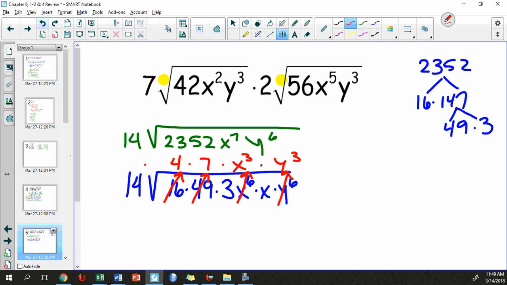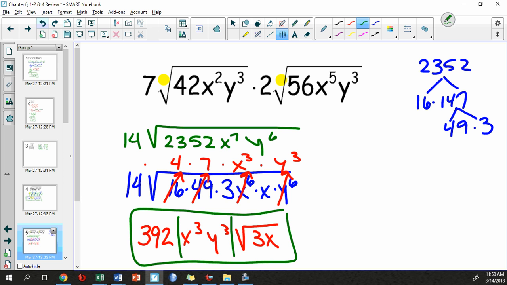Now, what do I do with all those red numbers on top of the radical symbol? Multiply them by the 14. So 14 times 4 times 7 gives you 392 x cubed y cubed times the square root of 3x. Do I need to have absolute value bars? Why? It is an even root, and I have 2 variables with odd exponents, so that must be positive, so that's why I have to have the absolute value bars.